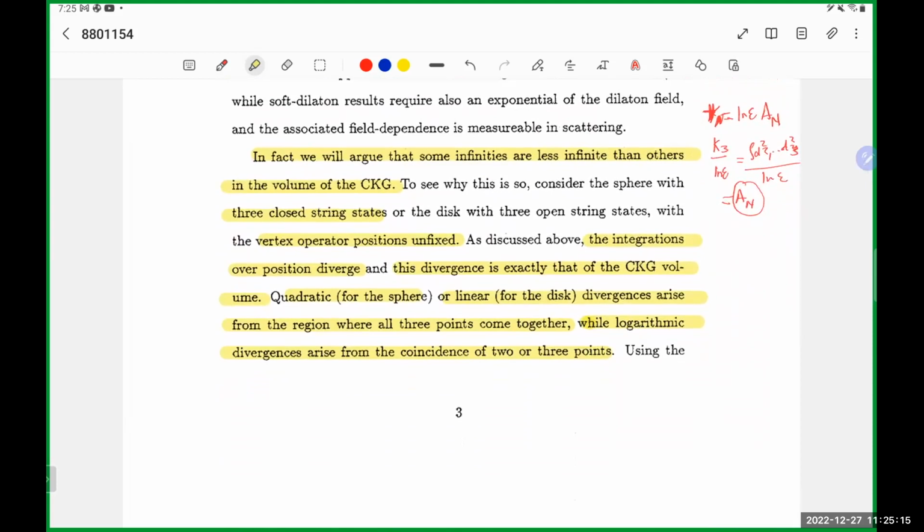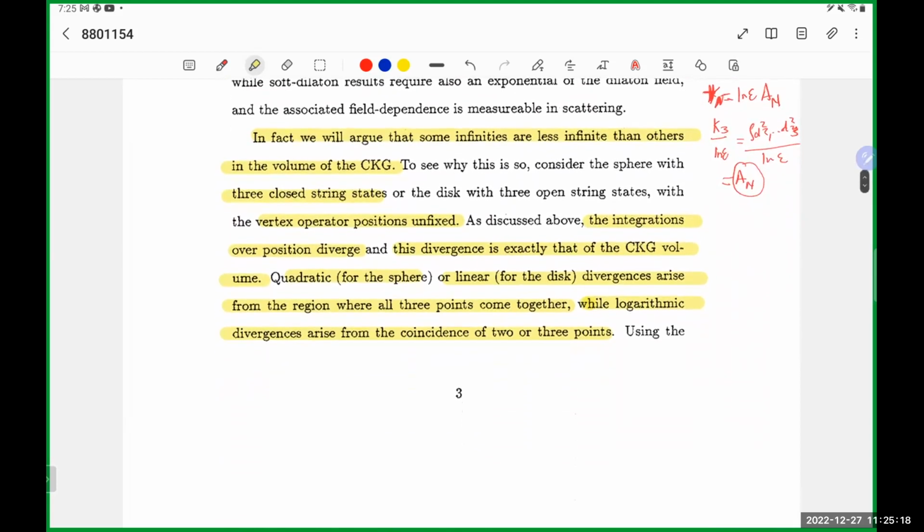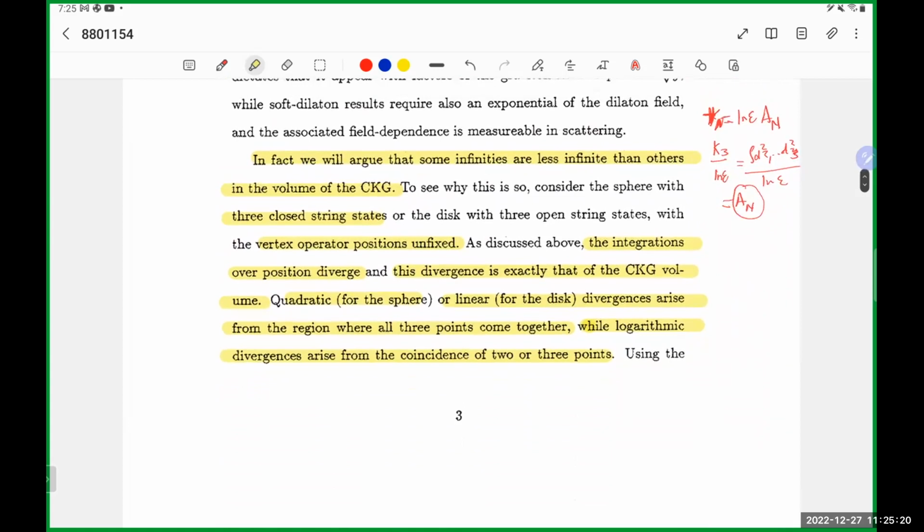They're saying something really cool. They're saying that if I put a cutoff on the sphere, sorry, in the SL2C, so suppose I put a cutoff on the group as a manifold, then the integrations over positions diverge. And this divergence is exactly the conformal Killing group volume.